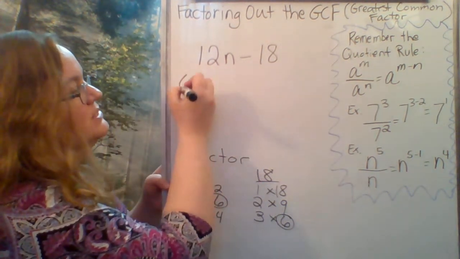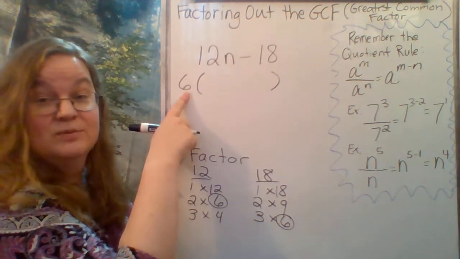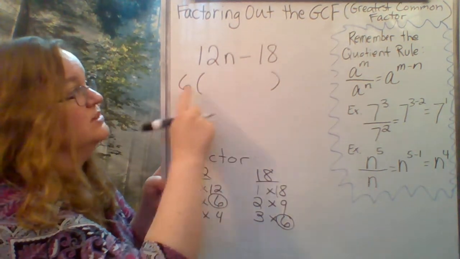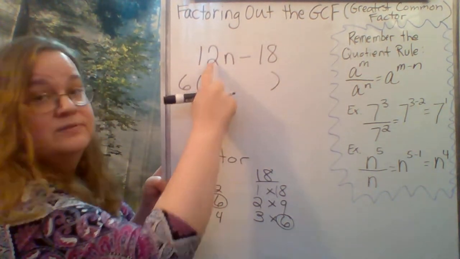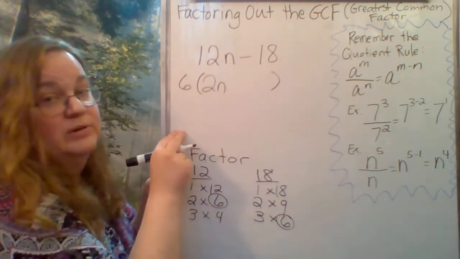So what I'm going to do is factor out the 6 by doing this. Basically, I put it on the outside of parentheses. This is the distributive property, so we're using the distributive property to factor. And I say to myself, 12 divided by 6 is 2. And then I put the end.